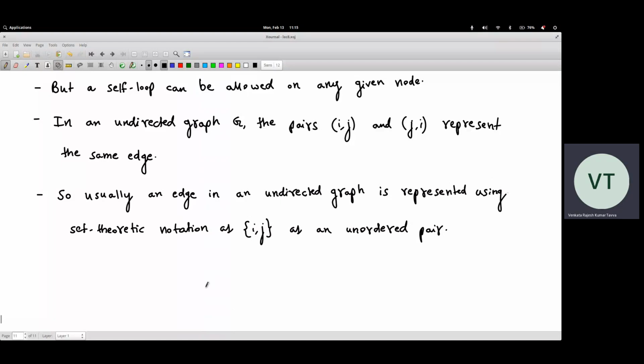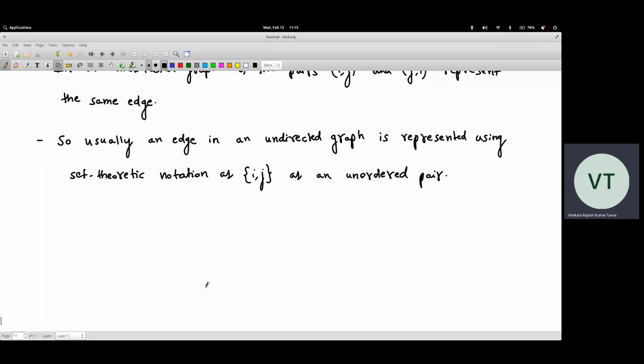Usually, we still use sequence or tuple notation, although it is an undirected graph, because we are used to it; that became a convention, that's all. Technically, anything is fine.